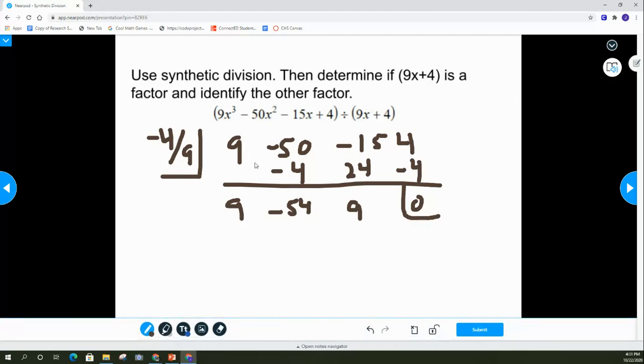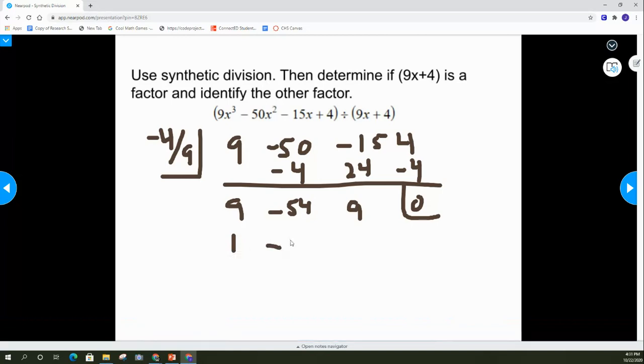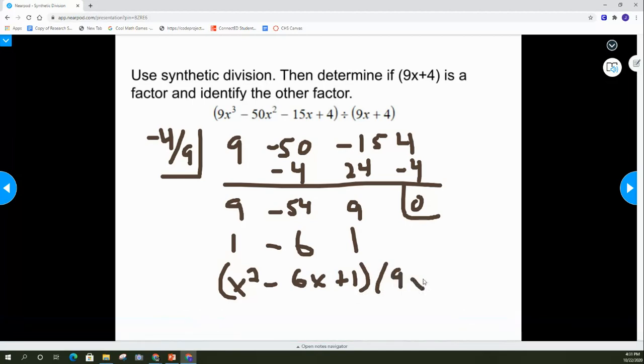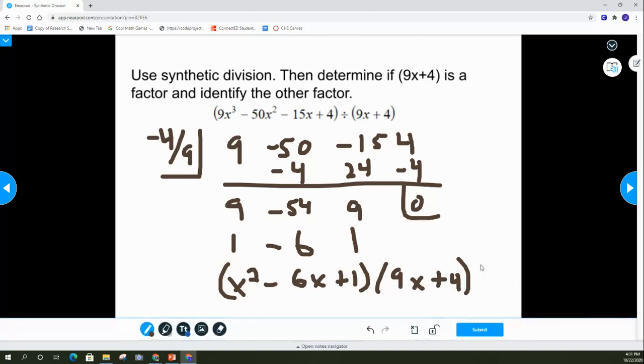But this is not the other factor. I need to divide this by 9. So if I divide all these by 9, I get 1, -6, 1. So my other factor is x squared minus 6x plus 1. So that's one factor. The other factor was 9x plus 4. In the future, we're going to be asked to solve. So if this is equal to 0, we know one answer is -4/9, and then we could use the quadratic formula to find the other one.